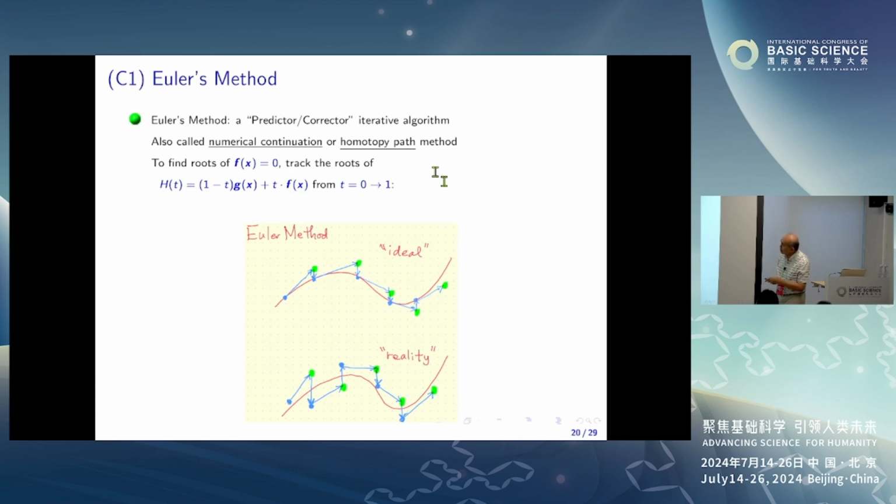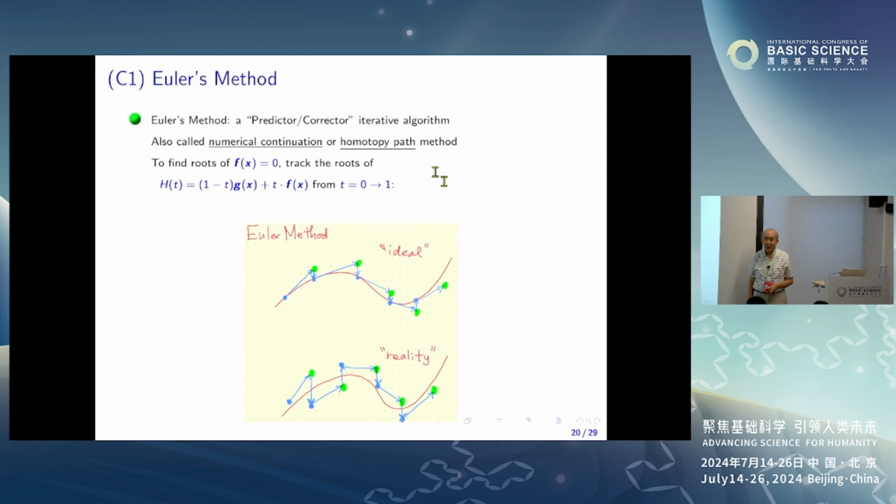Well, here's a picture that you might see in textbooks. Here's a curve you're trying to follow, and you're at the blue point on the curve. You move on a tangent. You get to a green point, which is outside the curve. Then you move back onto the curve, take another tangent, move back, move another tangent. This is ideal. You're never on the curve.